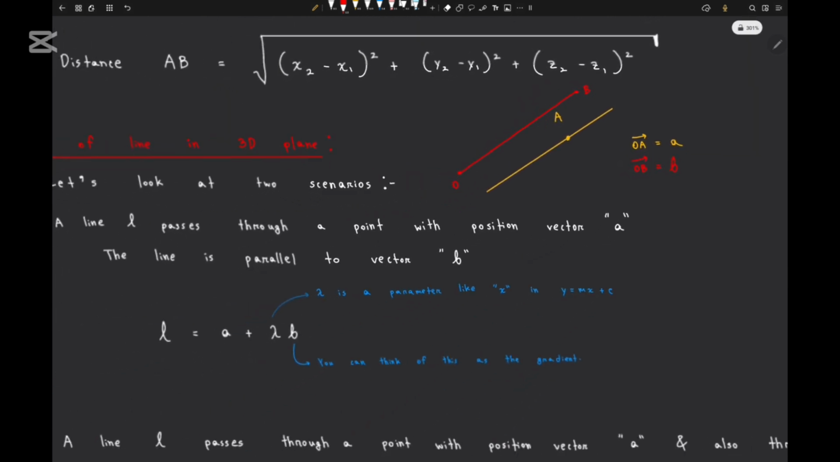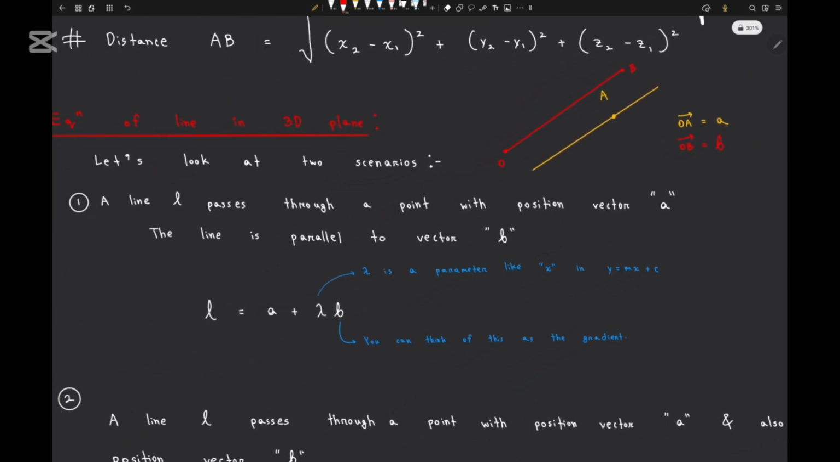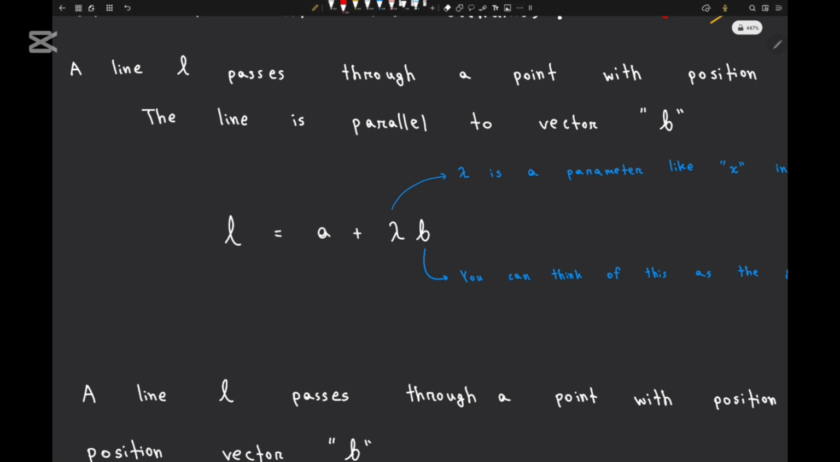Now if we want to find out the equation of this line, the first thing is that it passes through only one point, and the second thing is that this line is parallel to the vector OB. So the equation of this line will be L equals A plus lambda B, and this lambda is a scalar parameter.